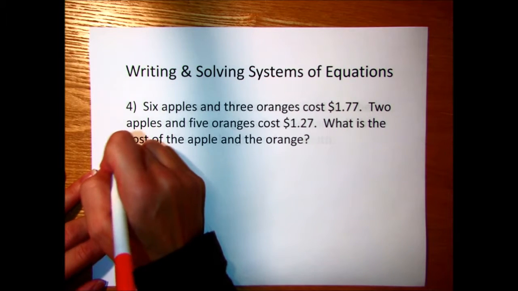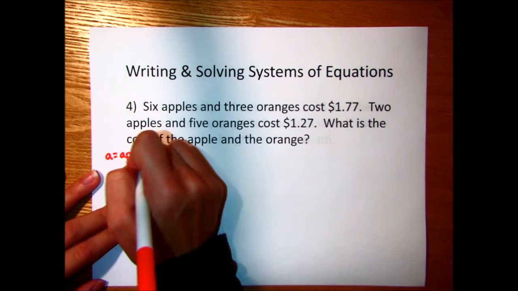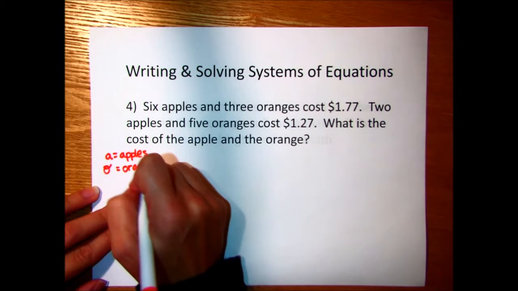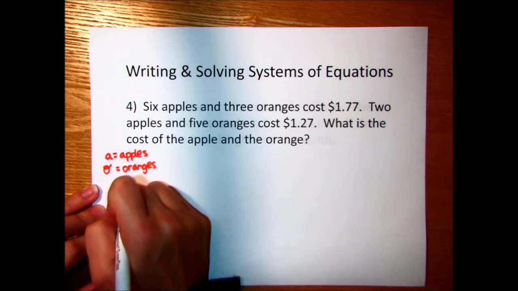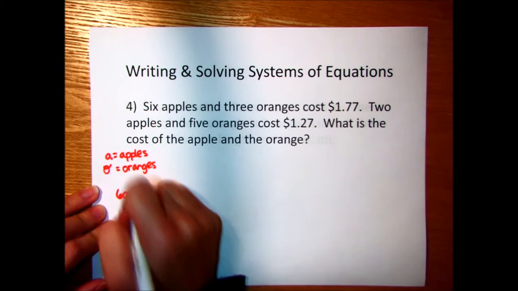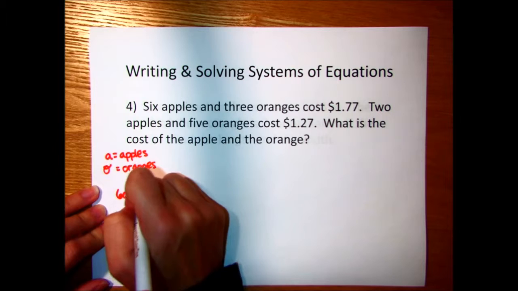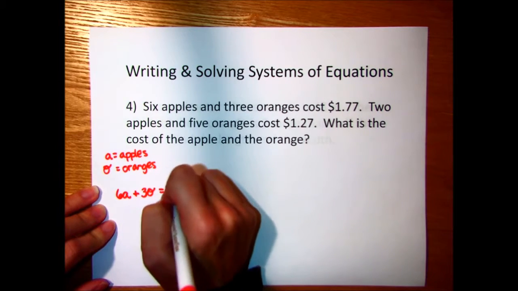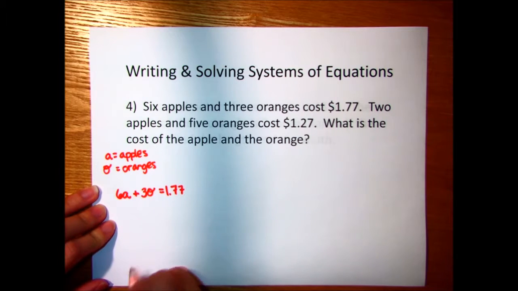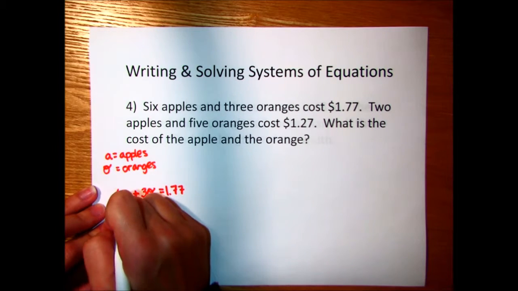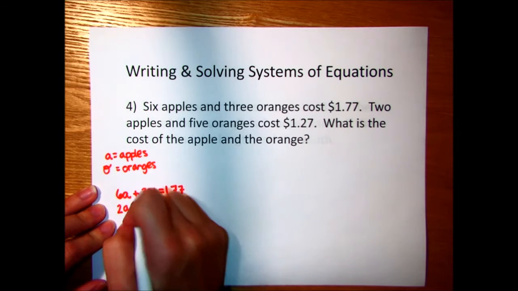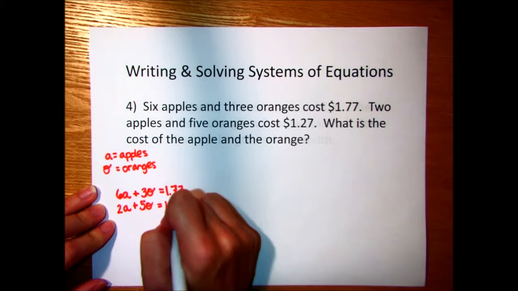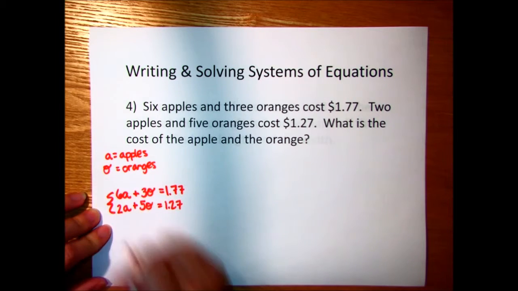We're going to name A as apples, and in this case I'm going to use a cursive O to represent oranges. So it's telling me 6 times the cost of the apple plus 3 times the cost of the orange should equal a total of $1.77. And then it gives me another situation in which it says 2 times the cost of the apple plus 5 times the cost of the orange is equal to $1.27. And this is our system.